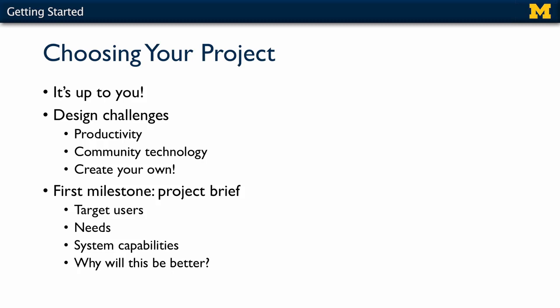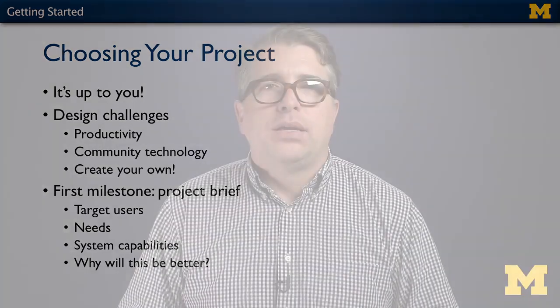A very high-level description of the system capabilities. So what are the capabilities of the system that you would design to help those users address those needs? And we're going to ask you to say a little bit about why you think this is better than whatever's out there for those users to address those needs now. So how will you go about this? How will you go about picking your project and coming up with your project brief?